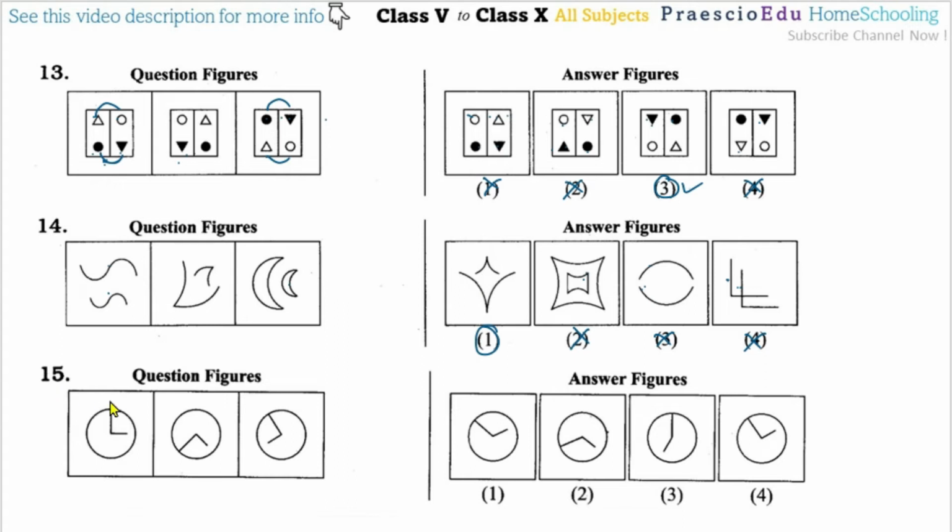Then question number 15. These two are like a clock's two hands at 90 degrees to each other. Here also the same, only the difference is in rotation. Here also the same, only a difference in rotation. But here you see an obtuse angle, here also an obtuse angle, and here also an obtuse angle, and here the right angle, so option number 4 matches this one.